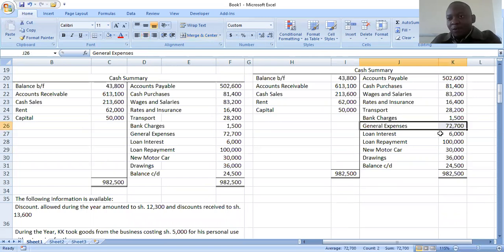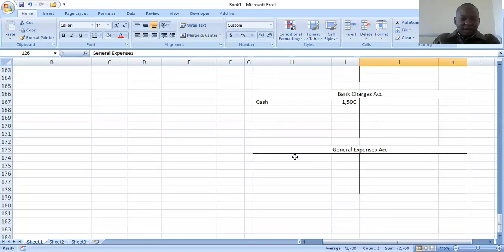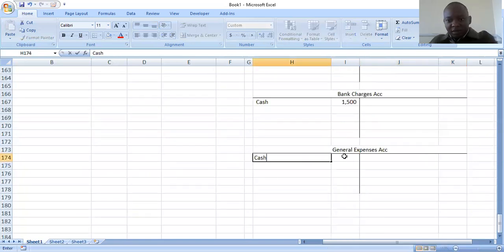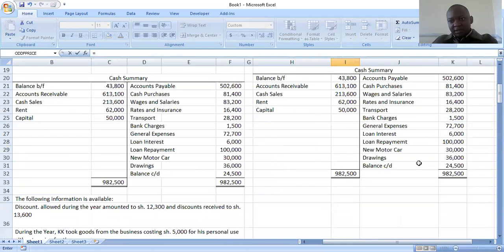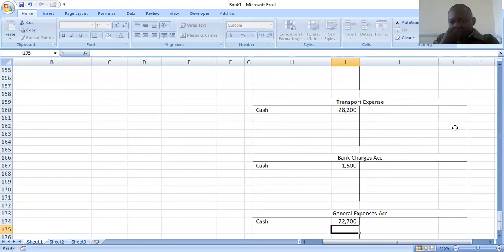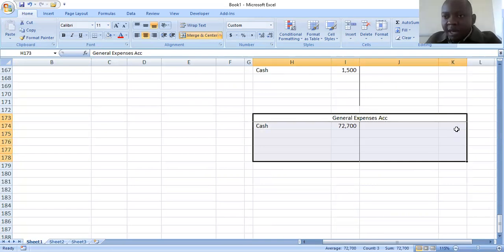So general expenses therefore will be debited. Each debit will go with a credit. And being an expense that is increasing, we therefore debit the general expenses account. So we debit the general expenses account by cash. By cash, the amount is equal to general expenses 72,700, like that. Then we move on to the other item.